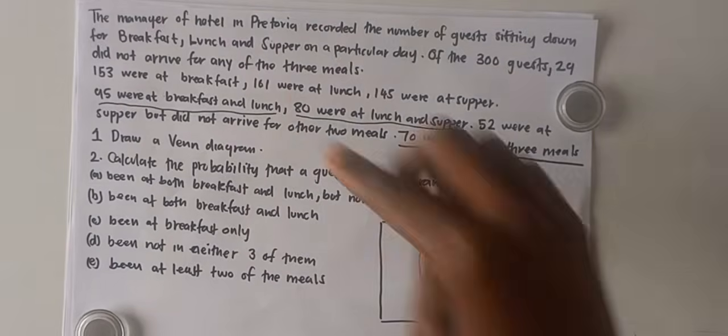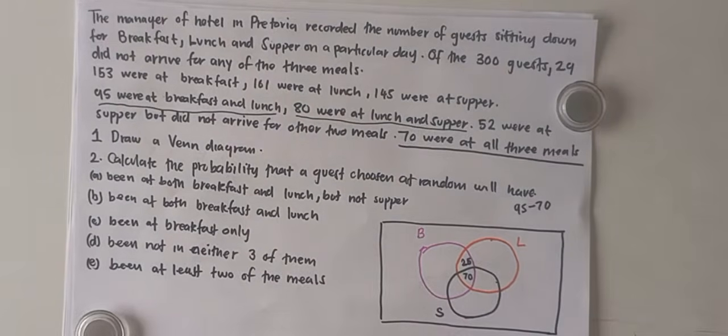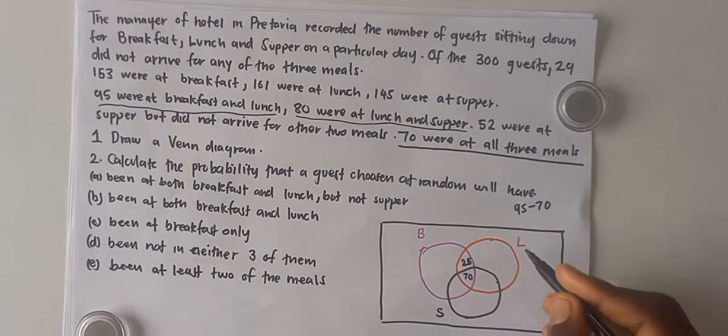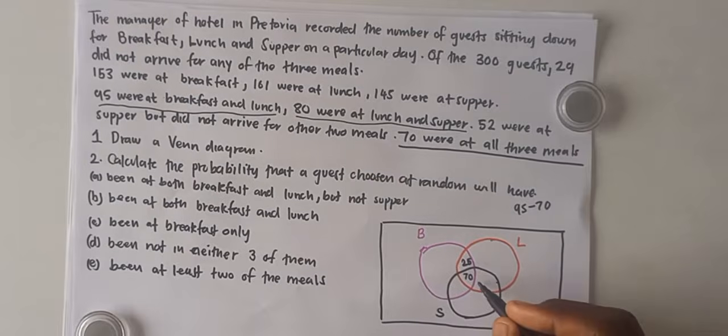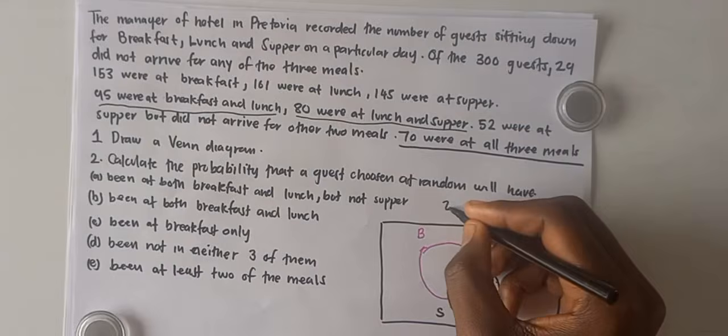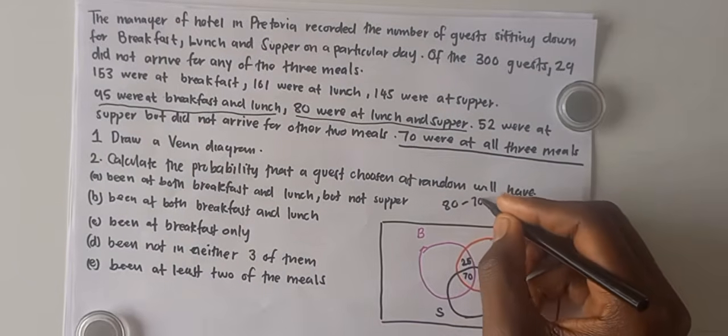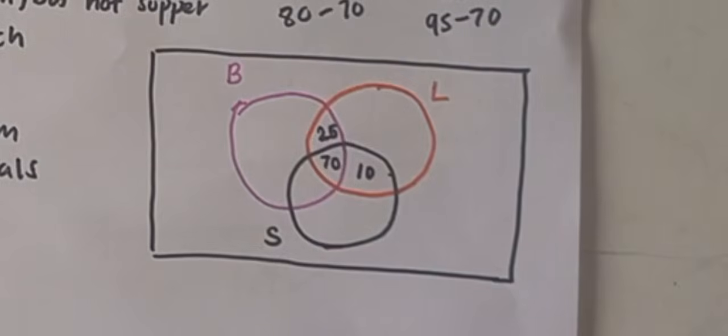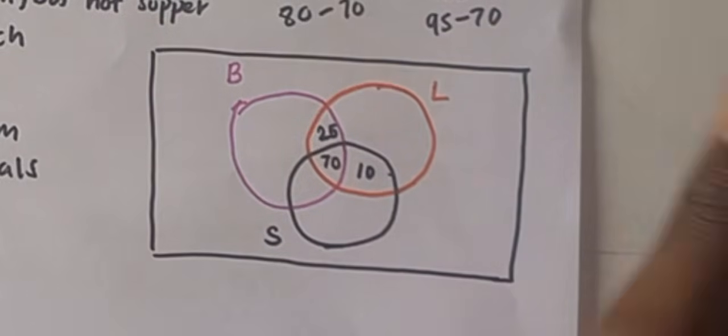Going to the next one, which says 80 were at lunch and supper. Are we going to write 80 here? No. If we write 80, we're going to overcount because there is already 70 in the overlap of lunch and supper. So I'm just going to say 80 minus 70, which will give us 10. So we're going to write 10 here. Is there another both here? There is no other both.